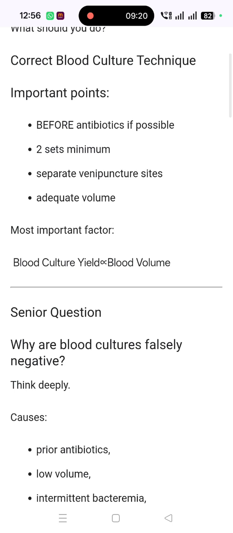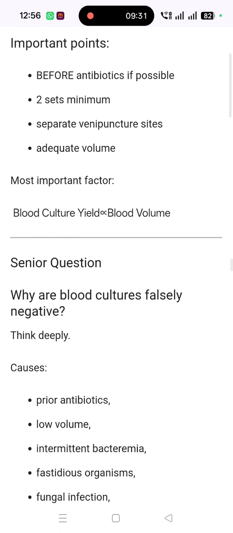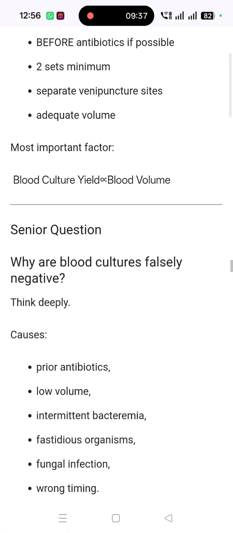Two sets minimum. Now what is a set, that you should know. Two sets minimum, separate venipuncture sites. Venipuncture sites should be separate, and volume should be adequate. This is a very important point for blood collection. The most important factor here is that blood culture yield is more if the blood volume is more.